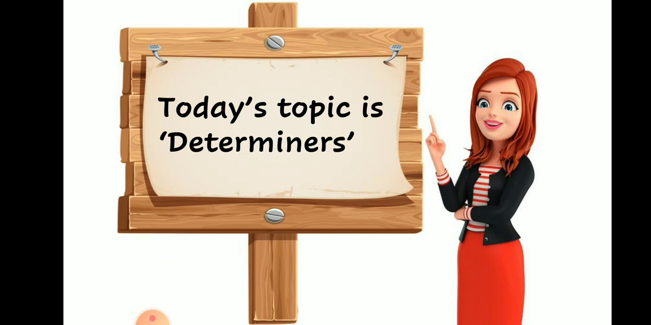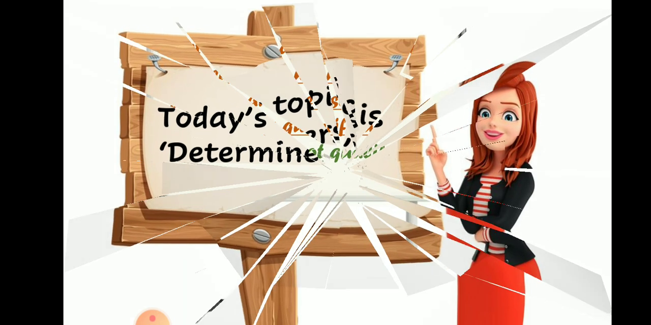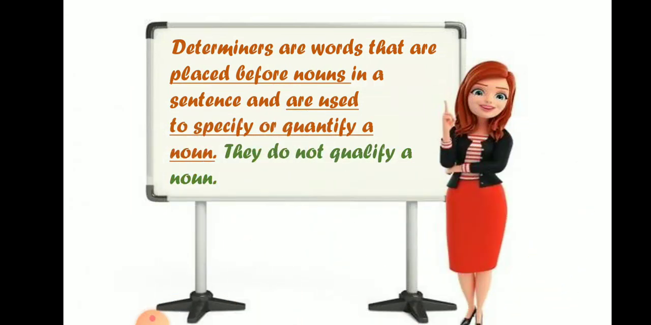Our today's topic is determiners. First, we need to know what is a determiner. A determiner is a word placed before a noun and it is used to specify a noun, which means to indicate the noun that we are talking about in a sentence.